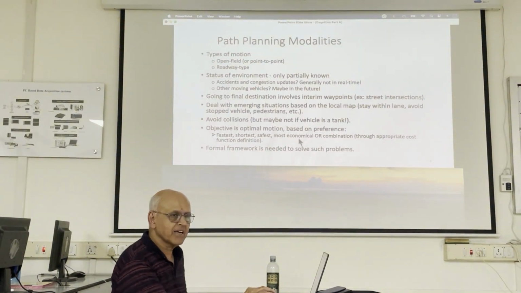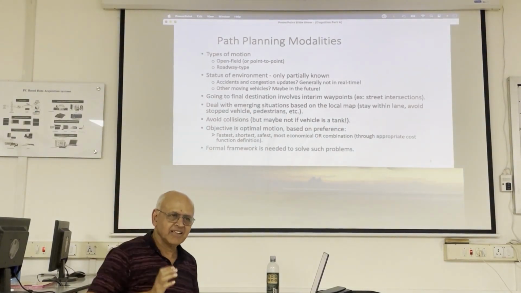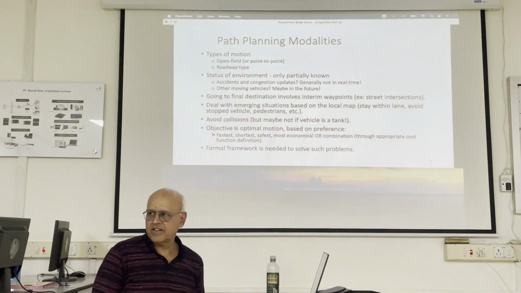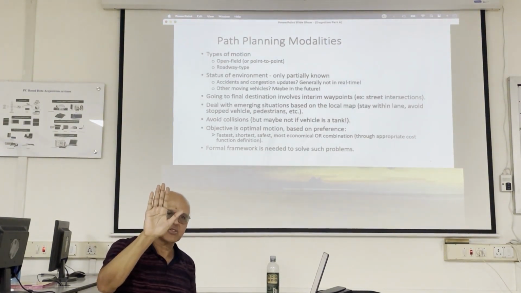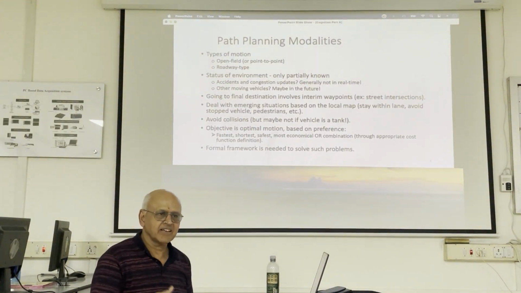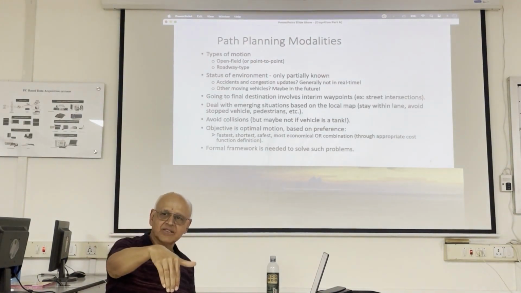Now most economical. Now you may have a destination on the other side of this mountain. Is it better to go around or is it better to climb and come down? So when any robot climbs, it's using more energy. So if you're low on the battery, then probably it could be better that you go around the base of the mountain rather than go over.